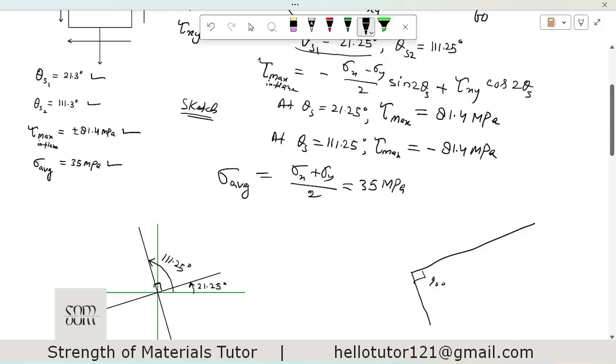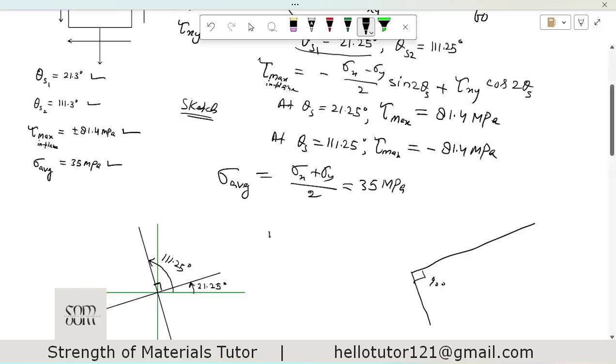Okay, so it means this is 90 degrees. And by the way, you can also verify this 90 degrees. You don't have to verify, but I will verify it for your understanding, only one time. So this angle we will find from this whole angle minus this angle, and it should be 90 degrees.